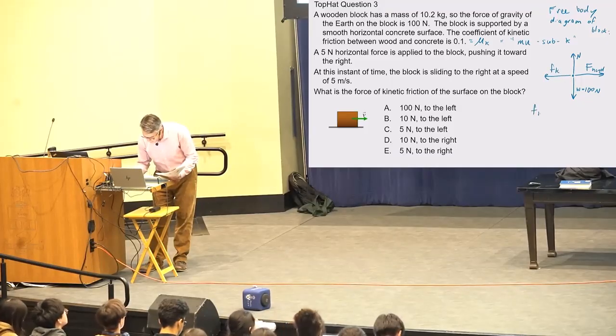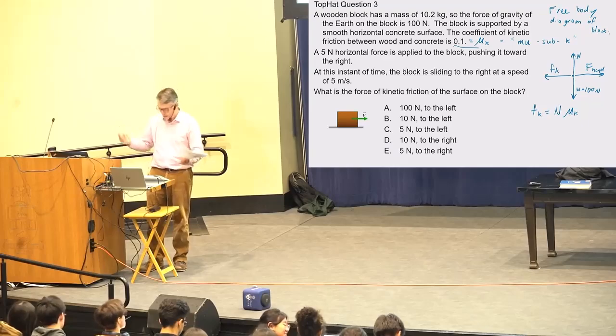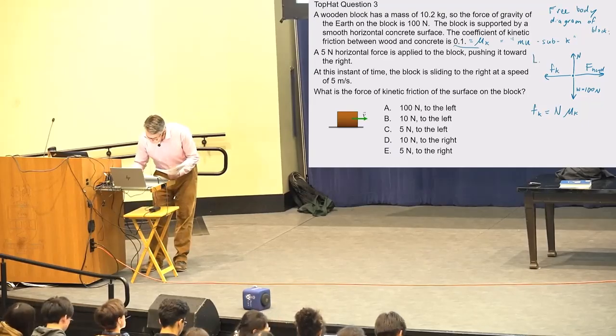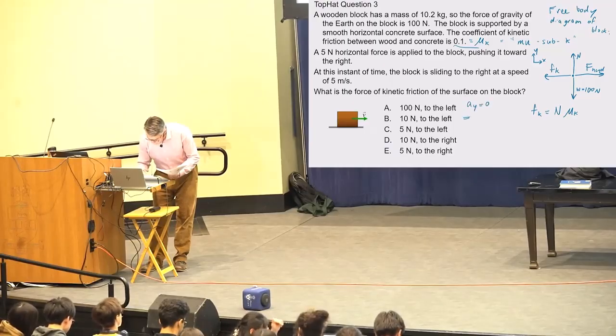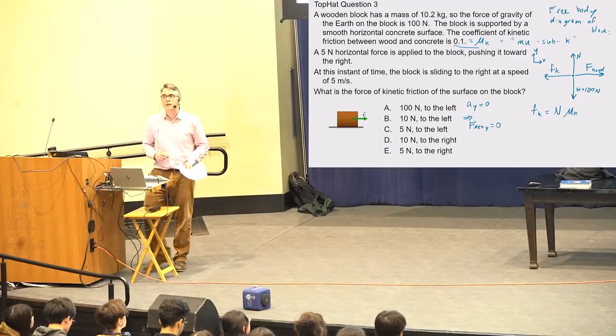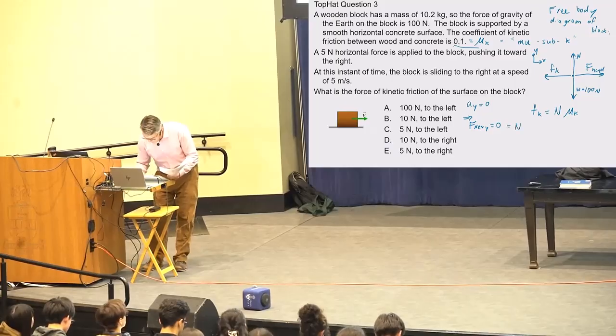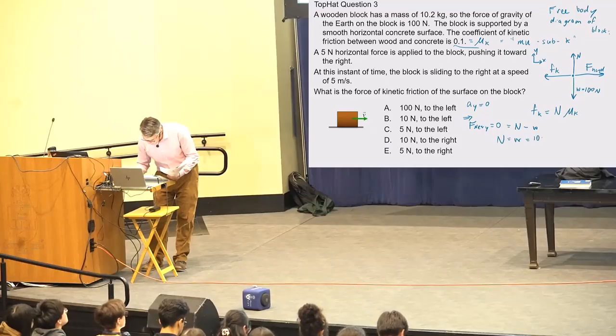We have an equation: F sub k equals the normal force times mu sub k, and mu sub k is 0.1. What we don't have is the normal force. If we define x to be to the right and y to be positive up, then a sub y is equal to 0. That means F net in the y direction is also 0, because you're balancing those forces: all the positive forces minus the negative forces. So N equals W, which equals 100 newtons.